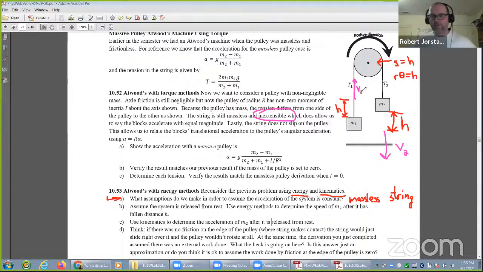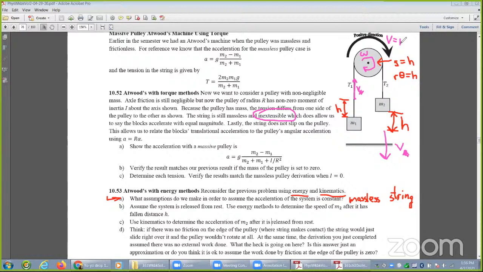Good. So here, we don't even need V1 and V2. We could just call it V. How does that relate to the rotation rate up here? How does V relate to the rotation rate omega? It's not your omega. R omega. R omega.